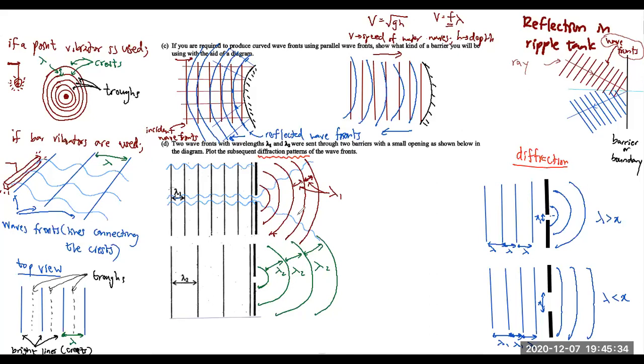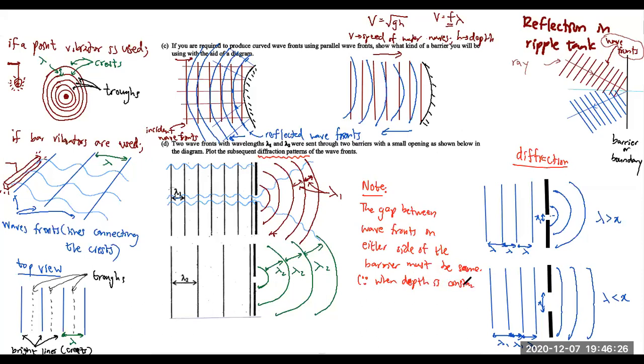So we will be able to observe diffraction. But in each case, the wavelength on either side must be the same, because the depth on either side of the barrier is the same. So I'll make a note here. That's the important thing we discussed. The gap between wave fronts on either side of the barrier must be the same. Why is that? Because when depth is constant, wavelength is constant.